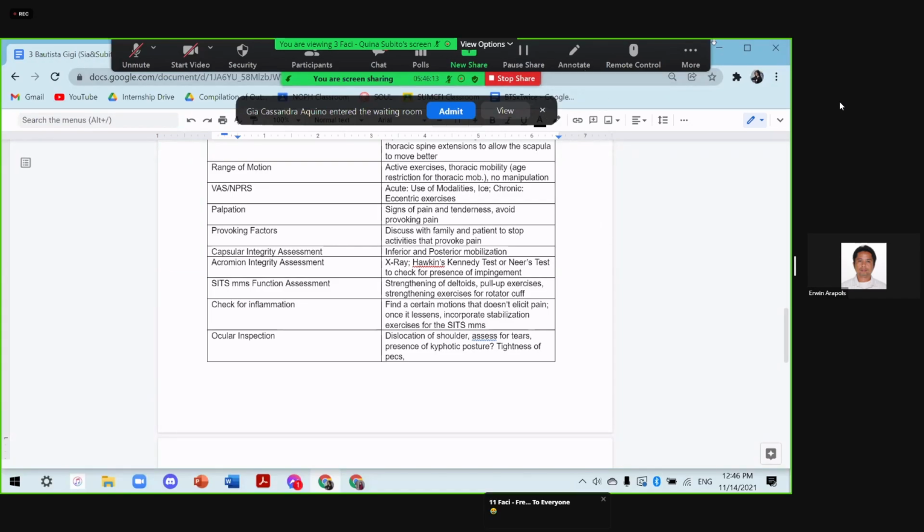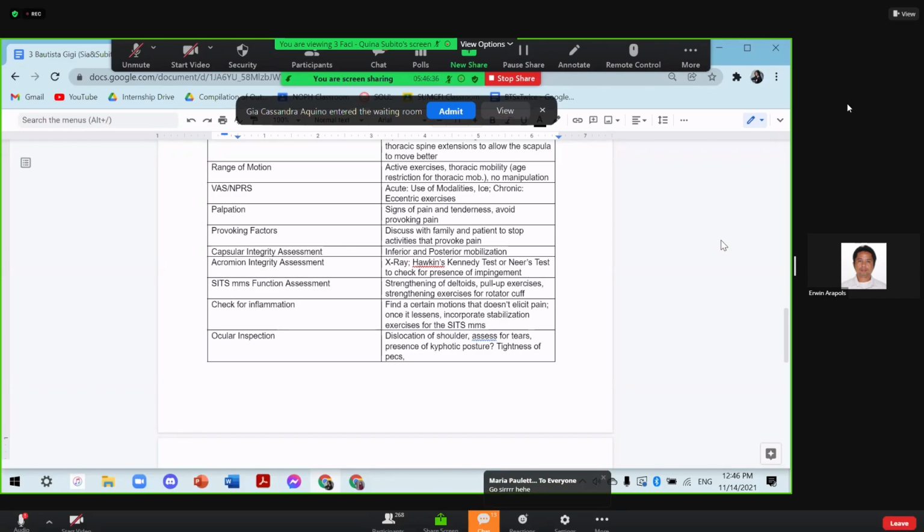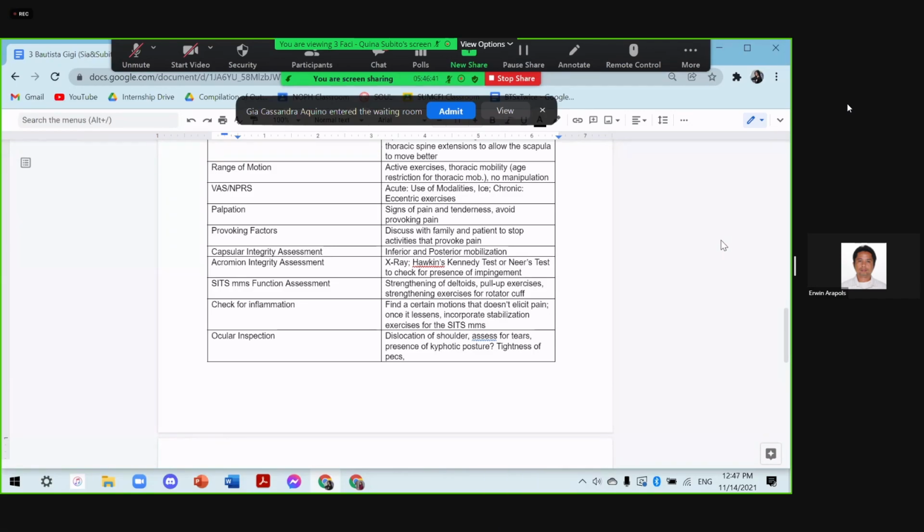We will check for provoking factors, the type of activity that causes the pain, whether this will be an eccentric loading pain or a compressive loading pain. Of course, we'll check for capsular integrity. We'll check for tightness and any restriction of the capsule. We will also do acromion integrity assessment. This is done through X-ray. The reason for this is we are ruling out acromion's structural anomaly.